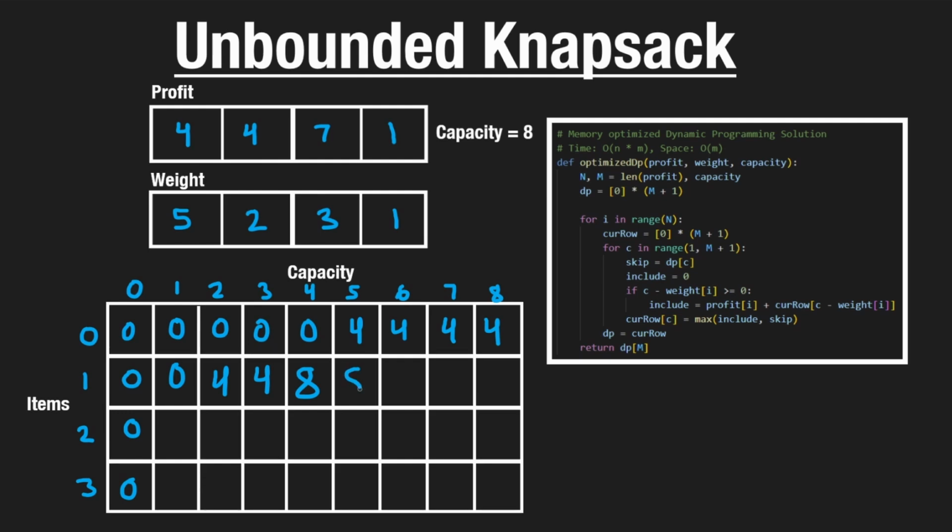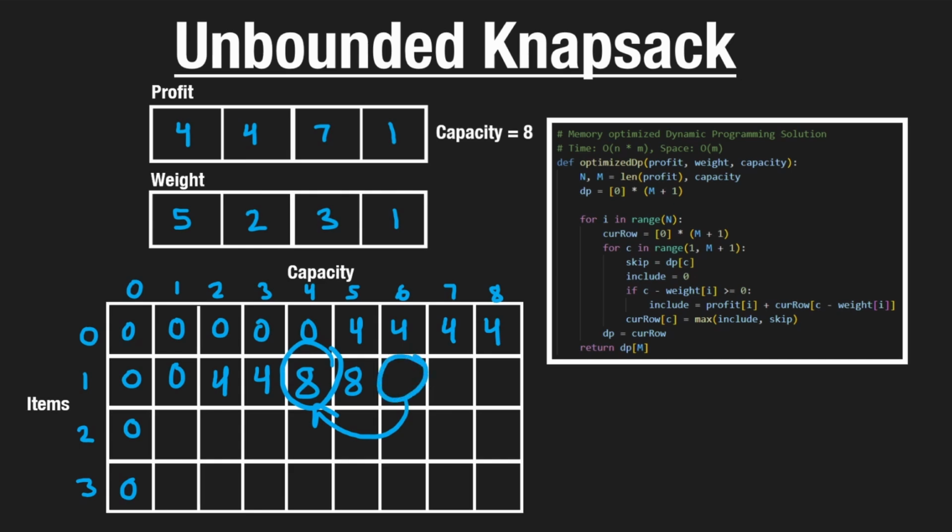And now just continuing to fill it out, and I encourage you to do this on your own. Here we would actually be able to do the same thing. We'd get a profit of 4 from including this item, and we'd look 2 spots to the left and see that we can get a max profit of 8. This is the subproblem that we already computed.